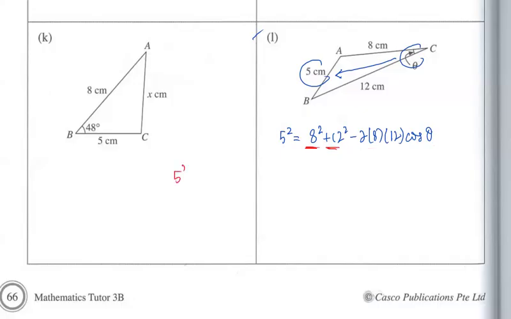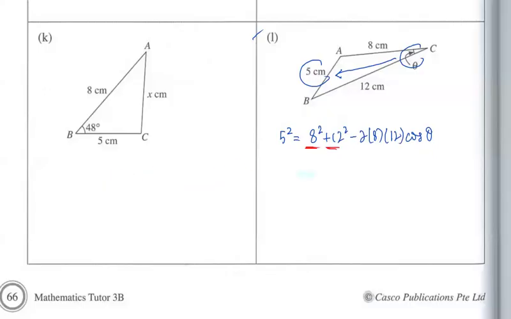I'll tell you the common mistake students make first. They'll write 5 squared minus 8 squared minus 12 squared plus 2 times 8 times 12, then say this is cosine theta. Then they key this into a calculator and it shows math error. So be careful of this mistake.